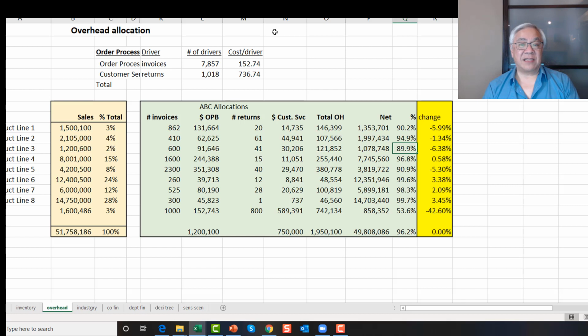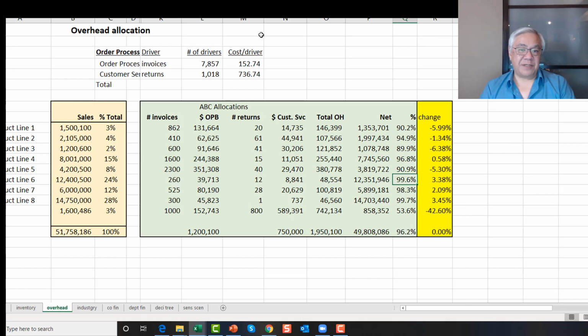Now let's look at the other end of the spectrum. Who did we charge too much to? And what we see here is 99.6. So in other words, that product line, oh, it's the one we just talked about, product line number 6. We had charged at 24% of all the costs. It turns out it's a very light touch. Not that many invoices and not that many returns relative to the massive size of the volume of sales. So we should have been charging it a very small amount, which comprises less than a percent. So we way overcharged this product for the overhead.